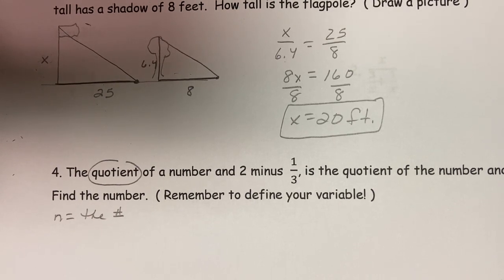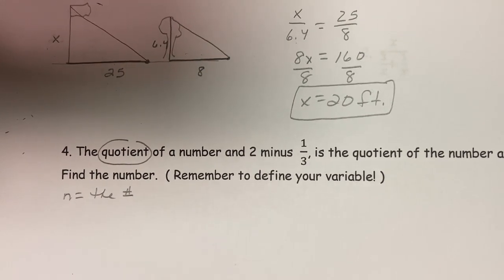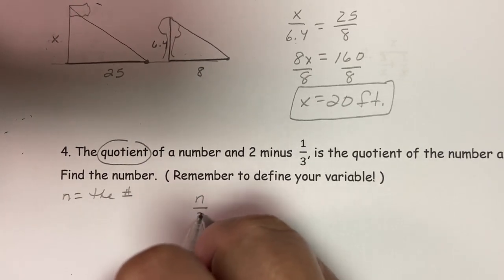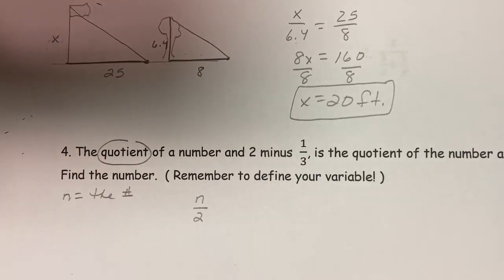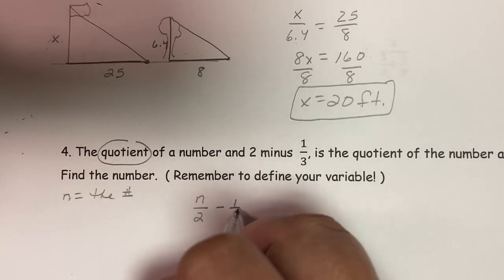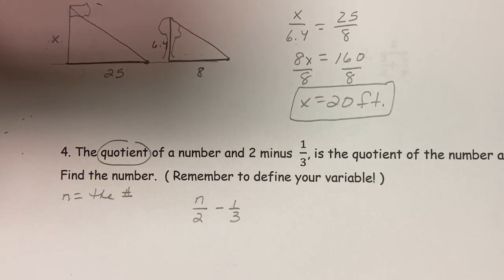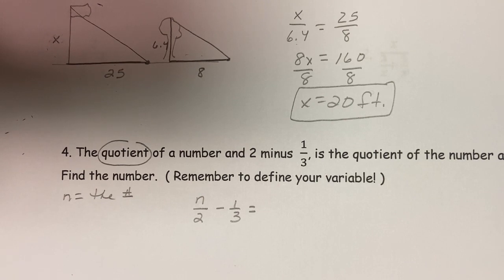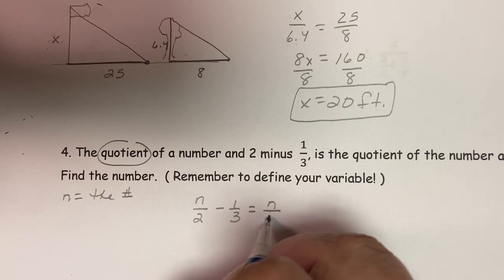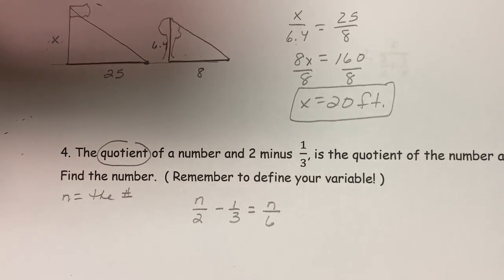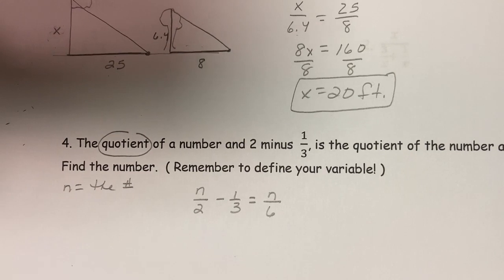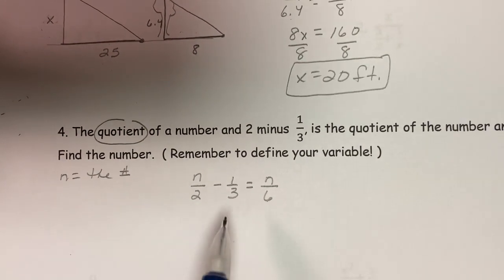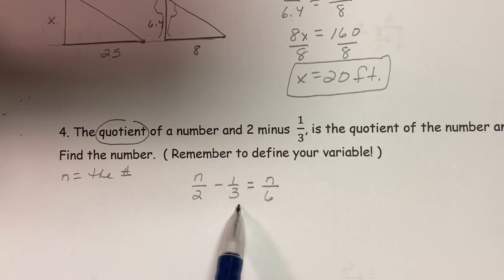So now let's come up with our equation. So the quotient of a number and 2. Well, that's going to be n divided by 2 minus 1/3 is, so that's equals, the quotient of the number and 6. Well, how do I write the quotient of that number n and 6? It would simply be n over 6. So now notice this is not a proportion. It has an extra fraction in it, so we cannot solve this by cross multiplying.